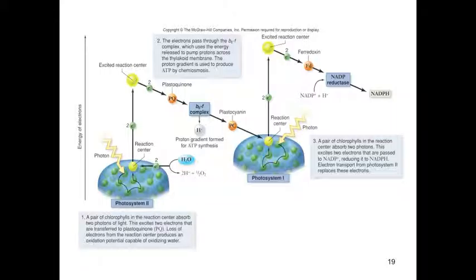P700 is the higher number and it's photosystem I. P680 is the lower number and it's photosystem II. That's how I keep it straight. So again, electrons are carried in pairs. So let's consider a pair.